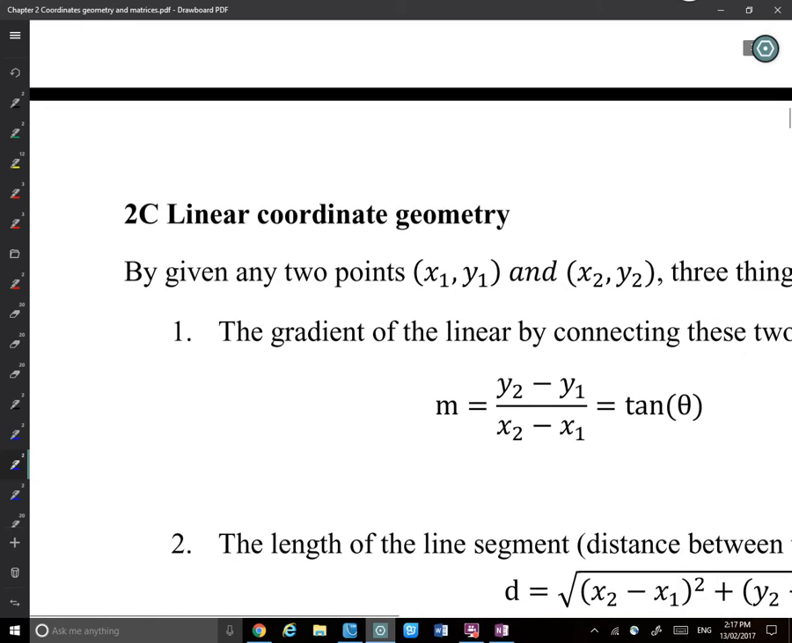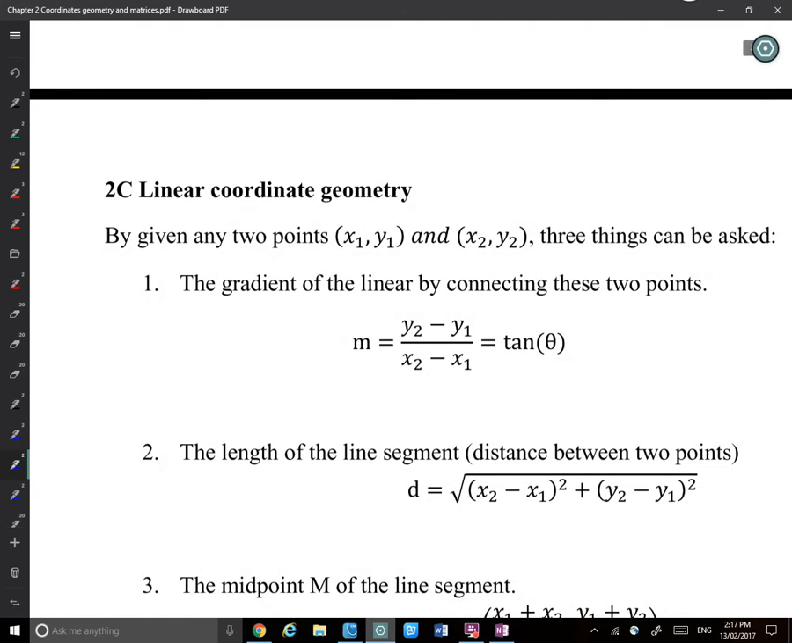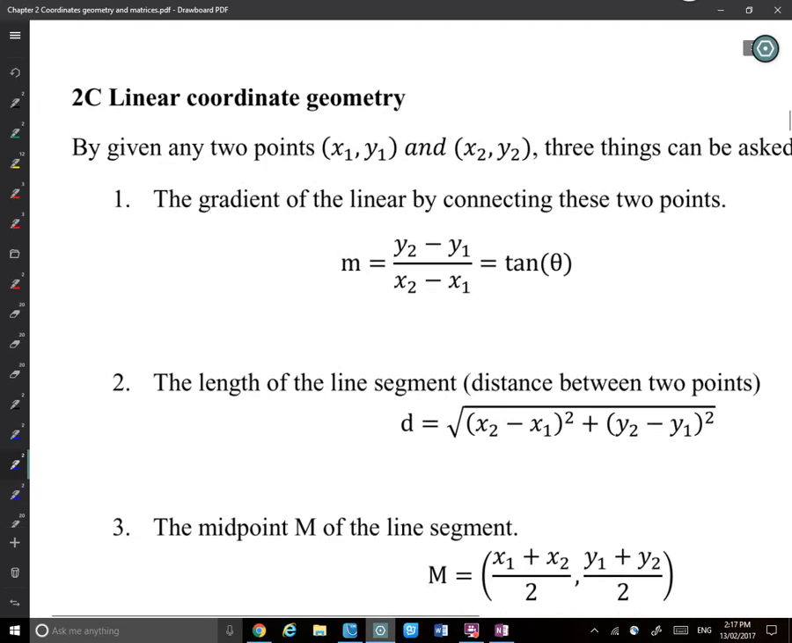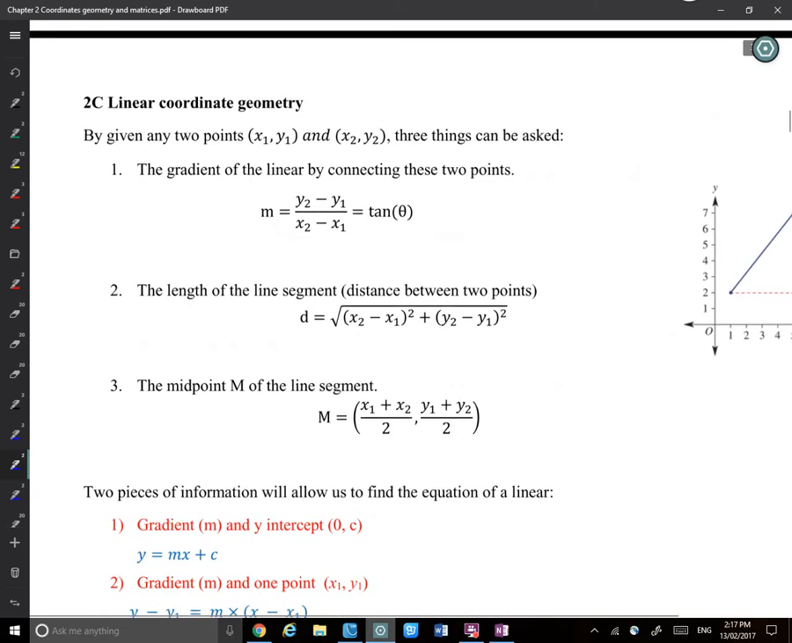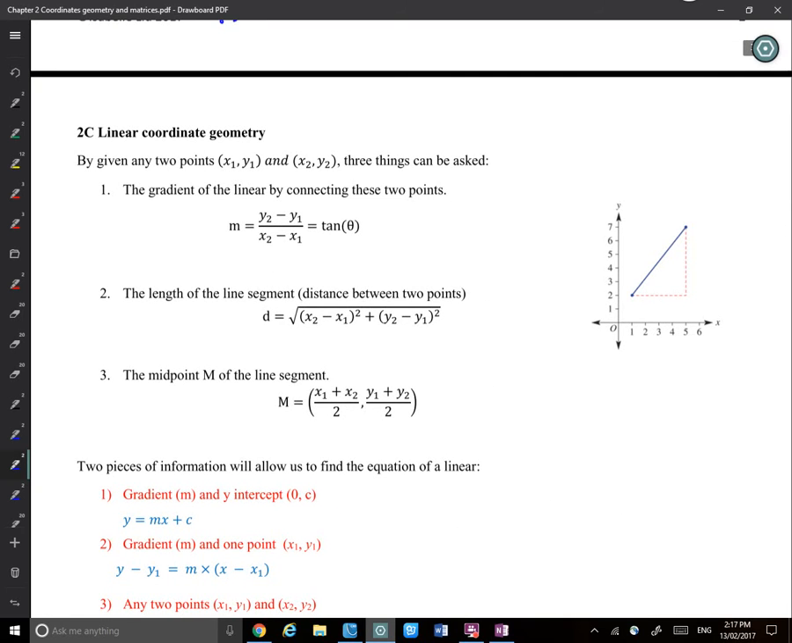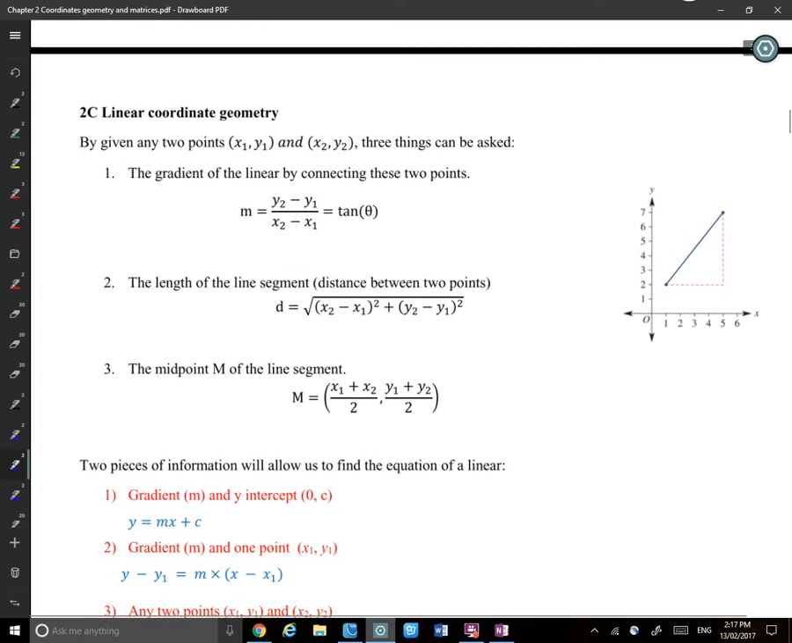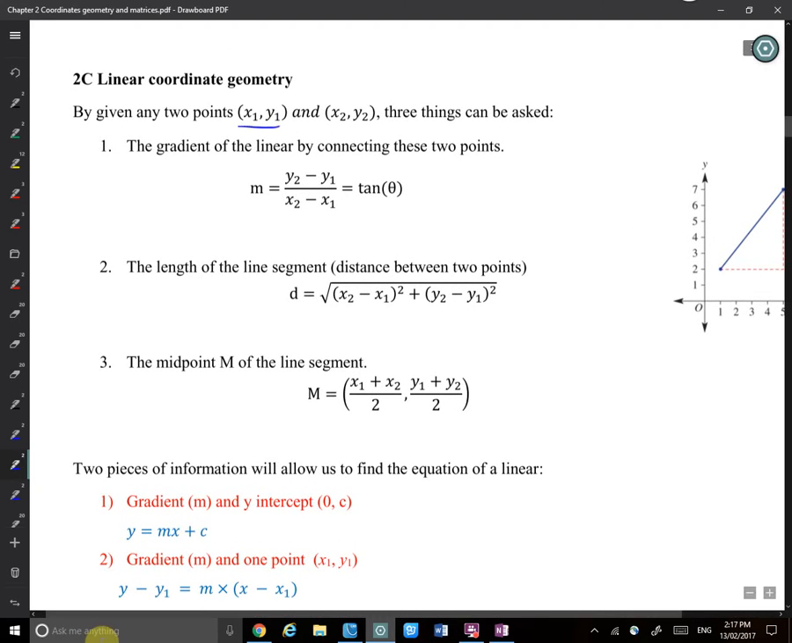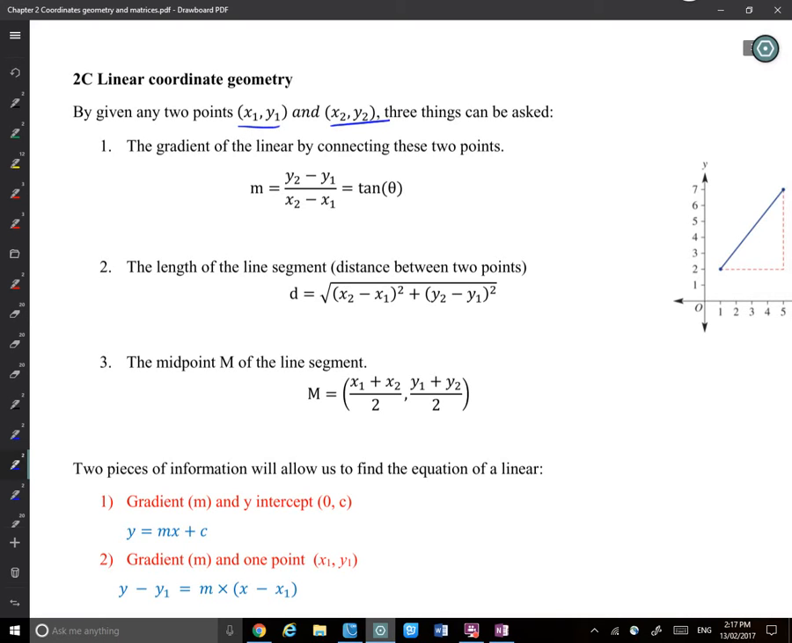Okay, next one is linear coordinate geometry. I have talked about this since year 9. I teach year 9 until year 12, and I talk about this every year. If I give you 2 points, x1, y1, x2, y2, you can find 3 things by using 2 points.